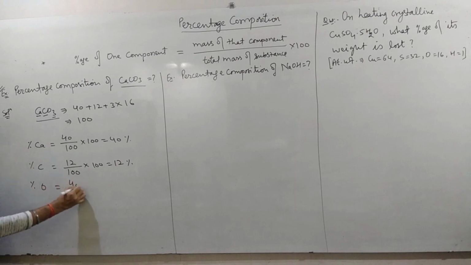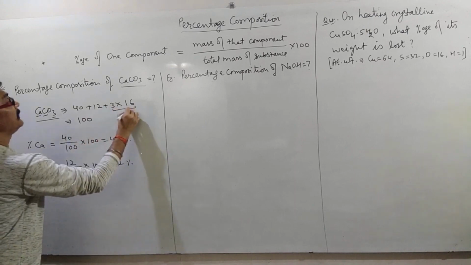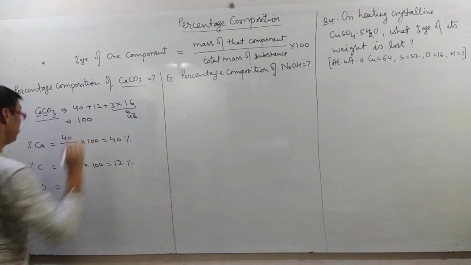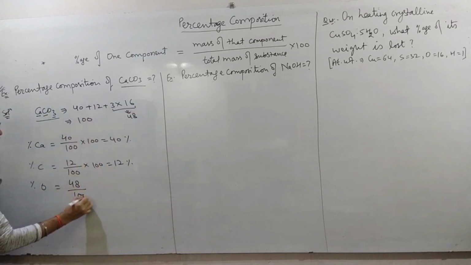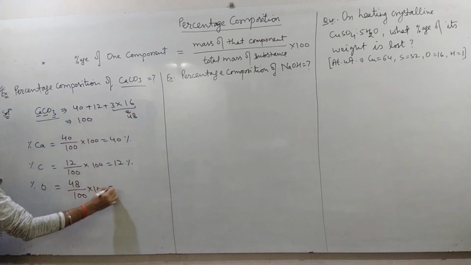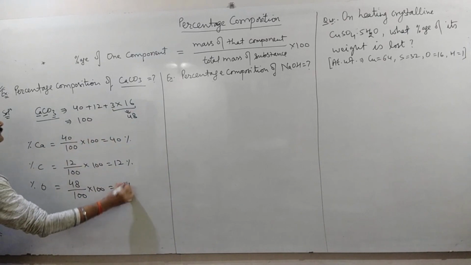And similarly, here the mass of oxygen is 48. It is 48 out of 100 multiplied by 100, so it is 48%.